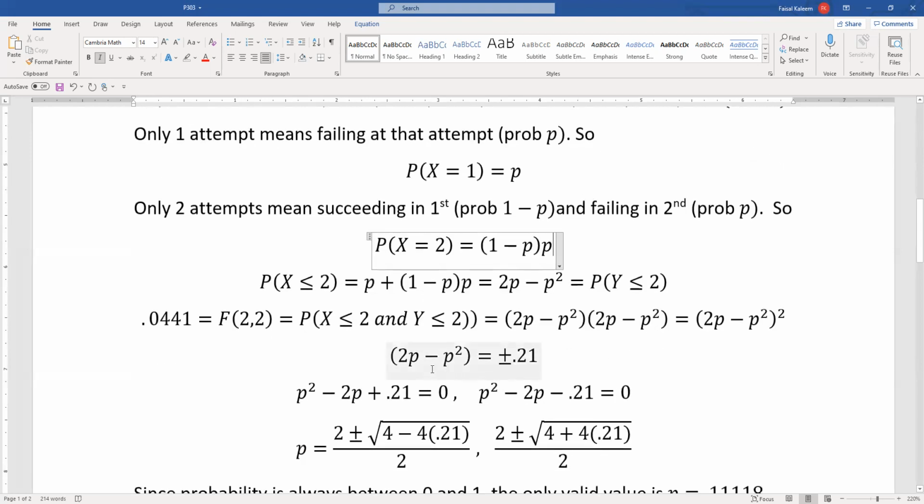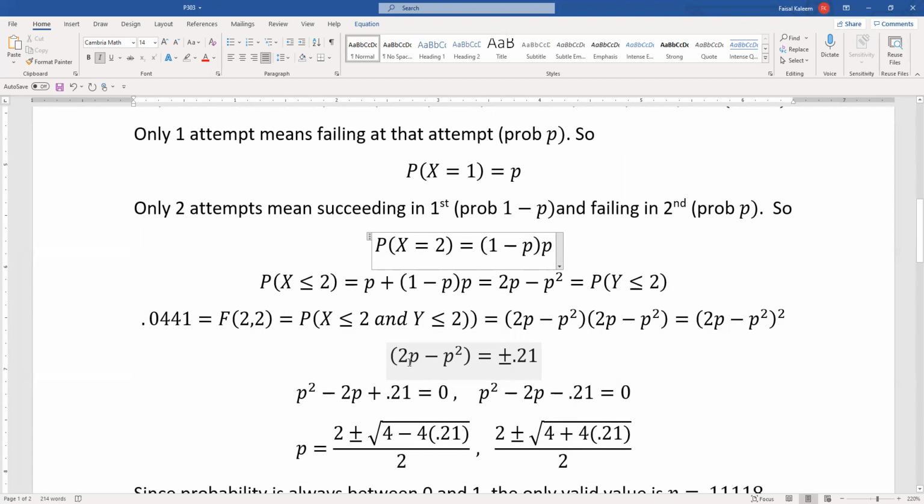Okay, so (2p minus p square) whole square is what we got here, and that's equal to 0.0441. When you take the square root on both sides, this becomes 2p minus p square, and the square root of 0.0441 is 0.21. So plus minus 0.21, and so it's equal to 0.21 or negative 0.21. So we get two equations out of that.